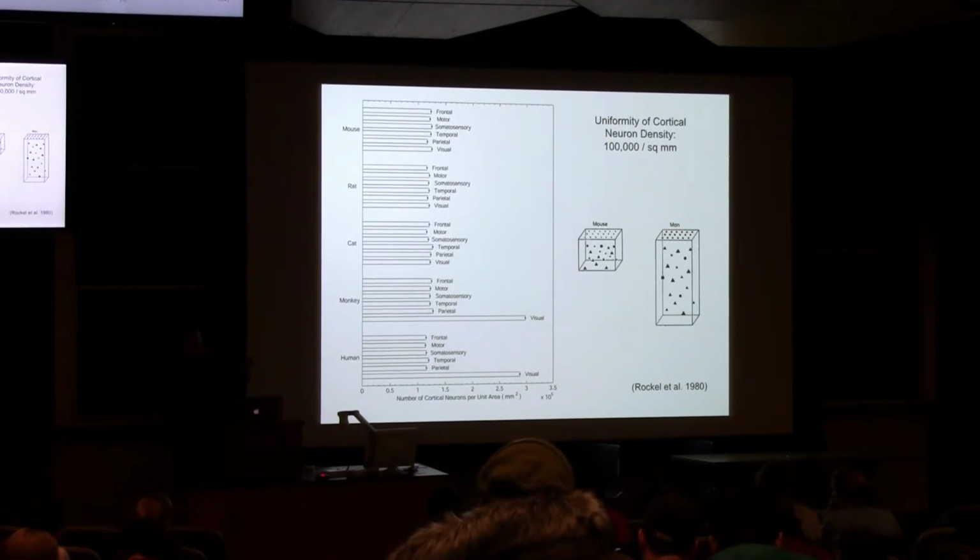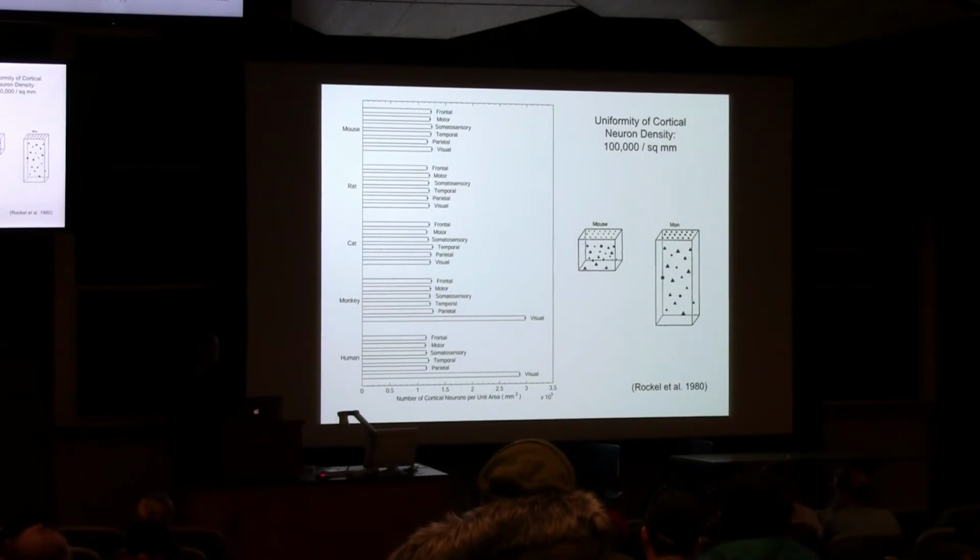You take a column perpendicular to the surface of the cortex. The cortex is a big sheet, as I said, and you cut a small column. The total number of cells is about 10 to the power of 5, about 100,000 neurons per square millimeter. This is about the same across all different animals.